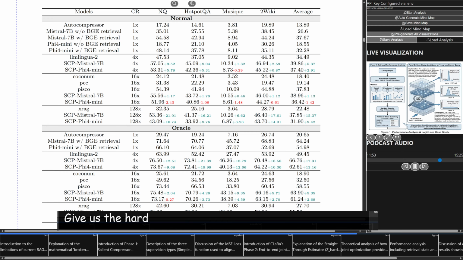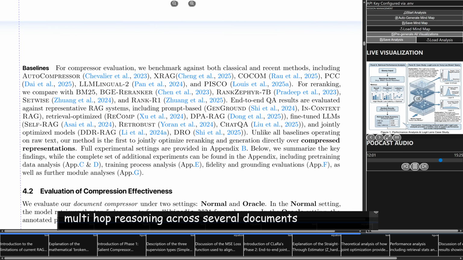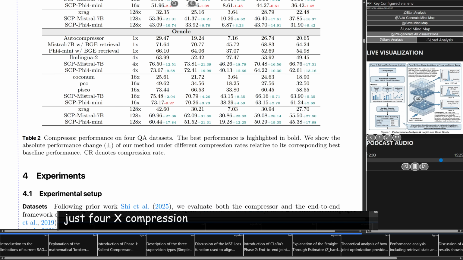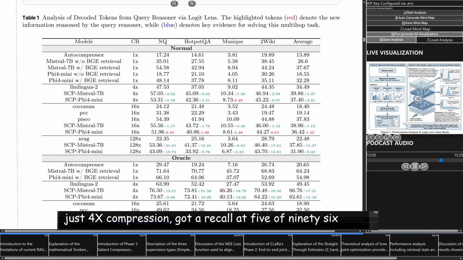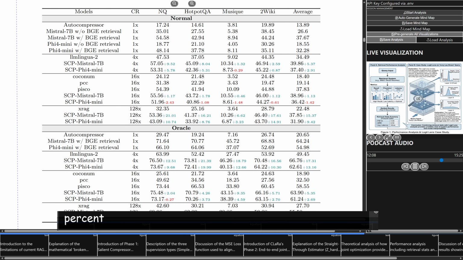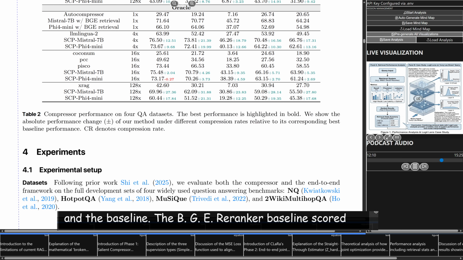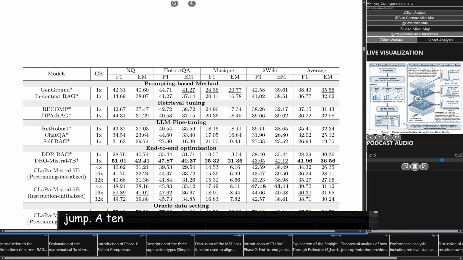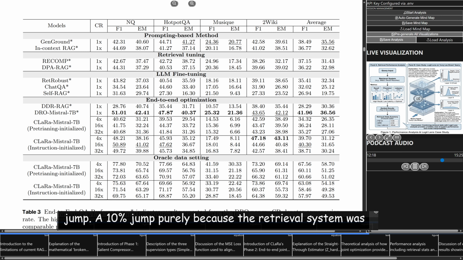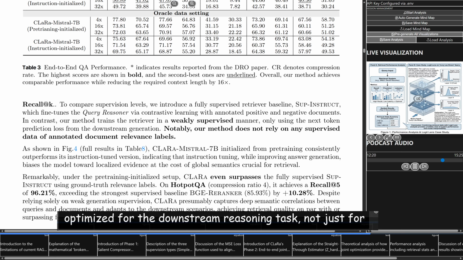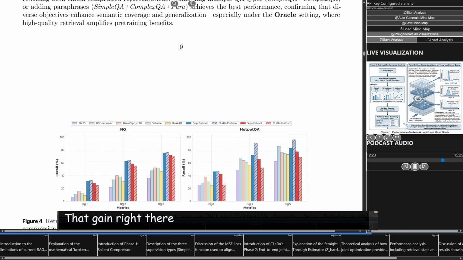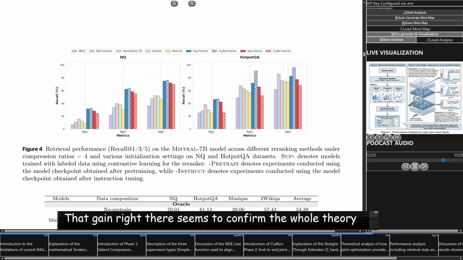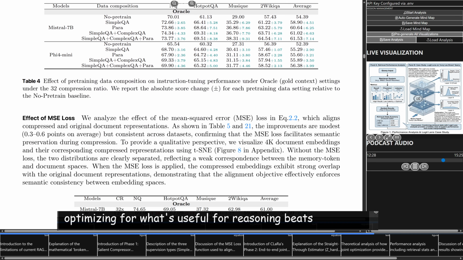Give us the hard number that proves it. Okay, so on the HotpotQA dataset, which is notoriously difficult, it requires multi-hop reasoning across several documents. CLaRa, at just 4x compression, got a recall at 5 of 96.21%. 96%. And the baseline? The BGE reranker baseline scored 85.93%. Wow, that's more than a 10% jump. A 10% jump, purely because the retrieval system was optimized for the downstream reasoning task, not just for static keyword relevance. That gain right there seems to confirm the whole theory. Optimizing for what's useful for reasoning beats optimizing for what's just similar.